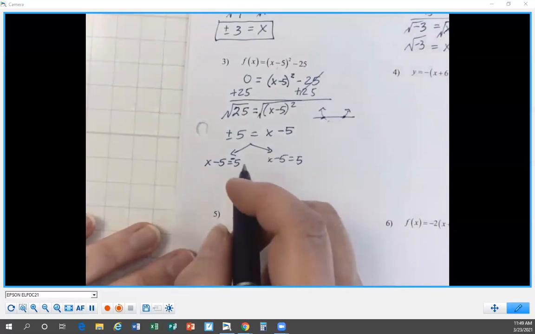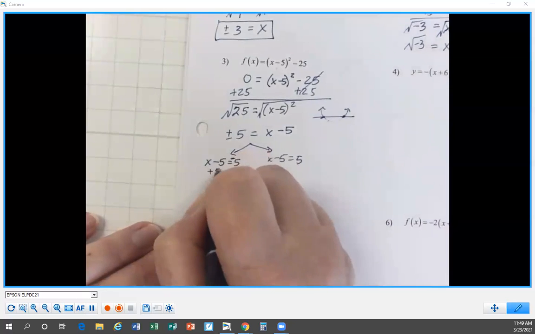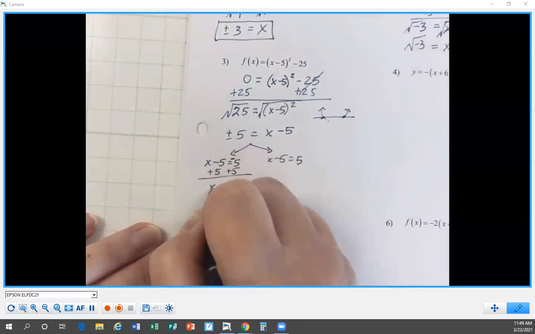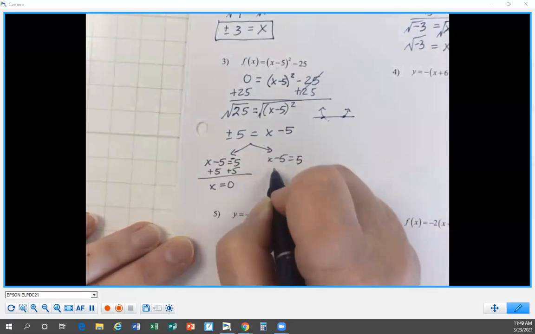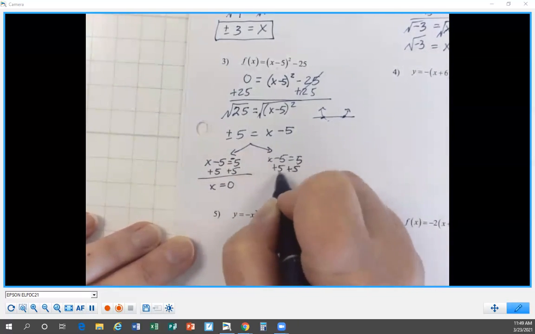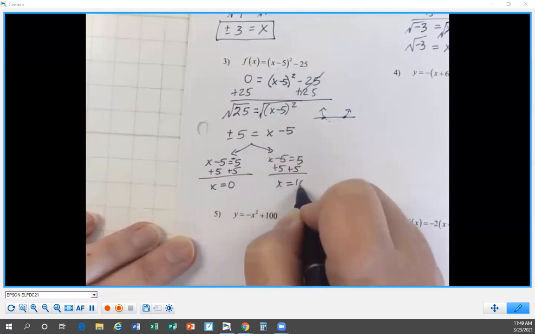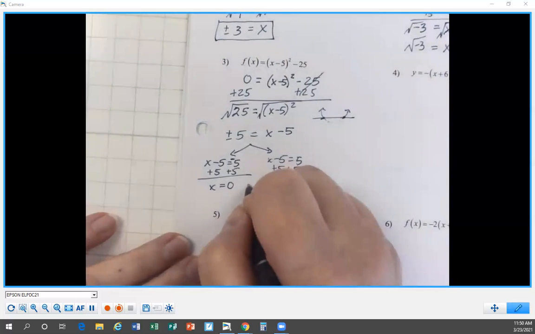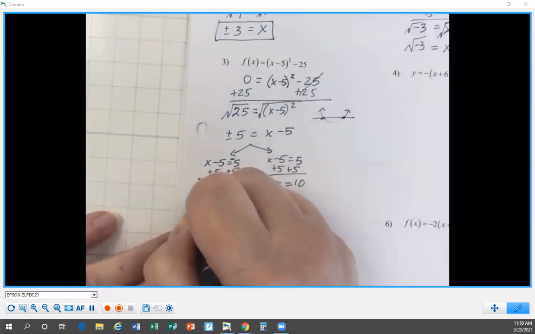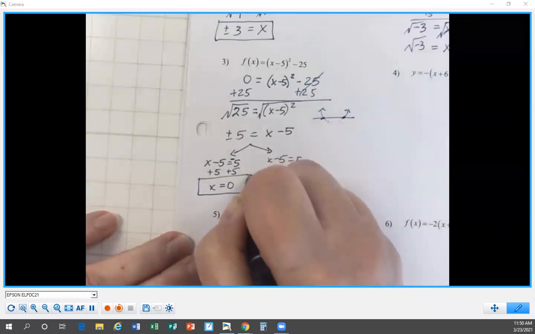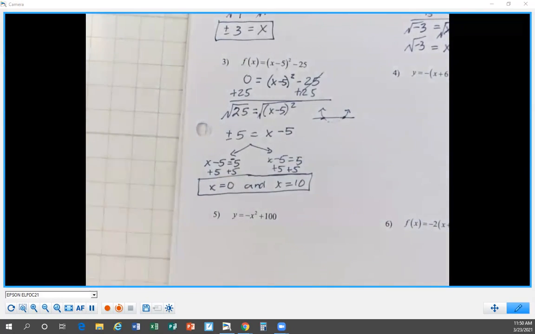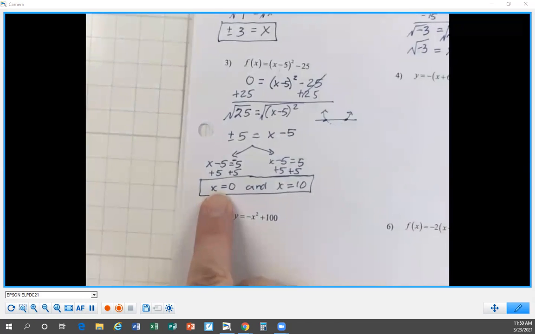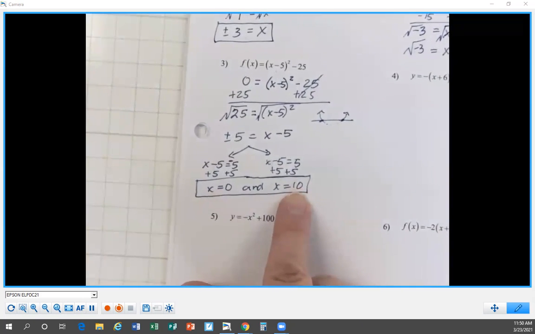Okay, so then I add 5 to each side to get x equals 0. I add 5 to each side to get x equals 10. And so these are our two different answers, our zeros. So x equals 0 and x equals 10. So when you graph this parabola, it will cross through the x-axis at 0, and it will also cross through the x-axis at 10.